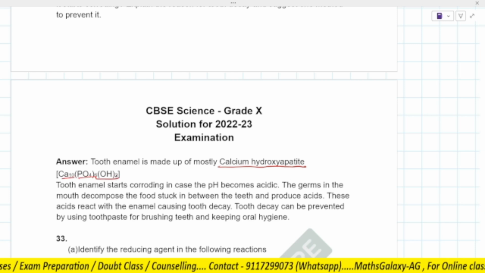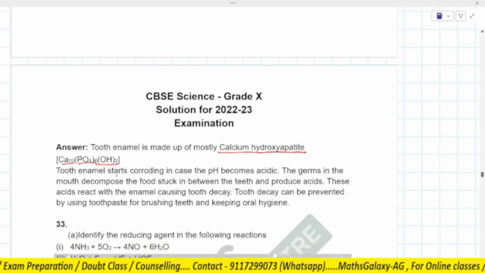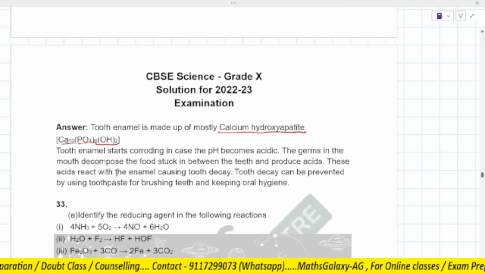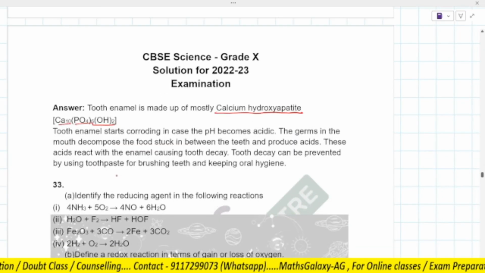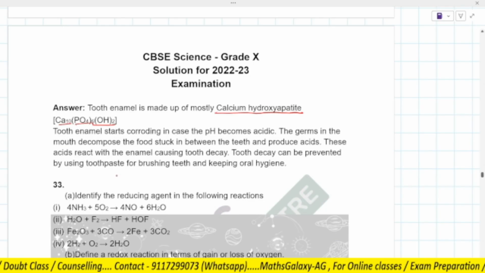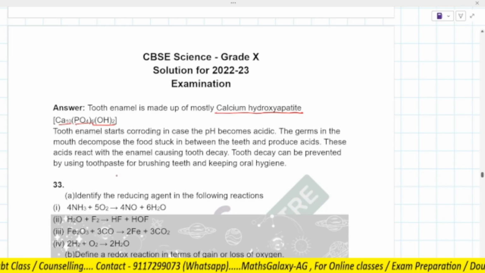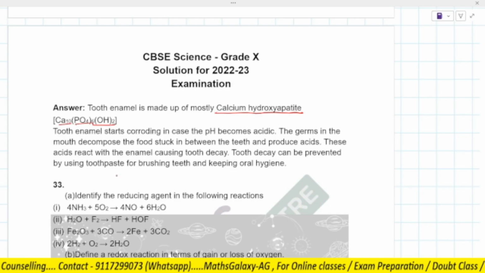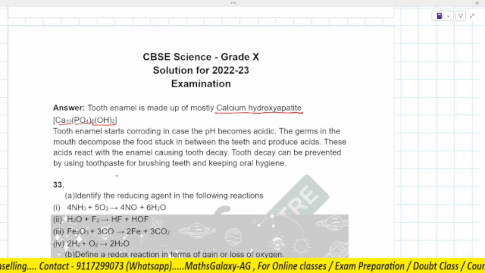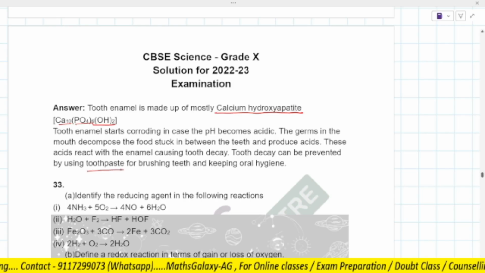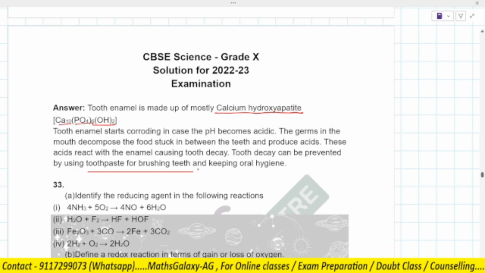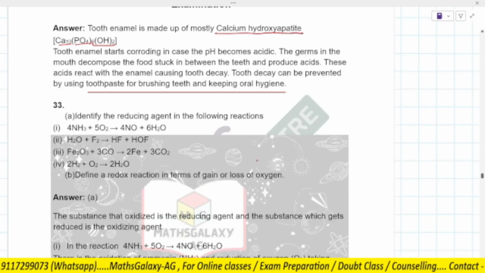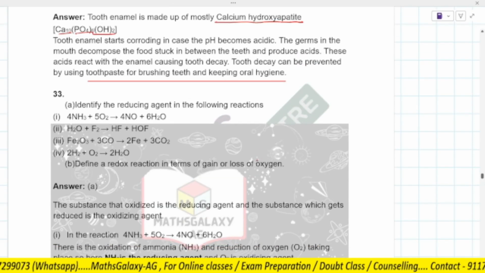Tooth enamel starts corroding in case the pH becomes acidic. The germs in the mouth decompose the food stuck in between the teeth and produce acid. This acid reacts with the enamel causing tooth decay, and tooth decay can be prevented by using toothpaste for brushing teeth and keeping oral hygiene. Is it clear? Yes.